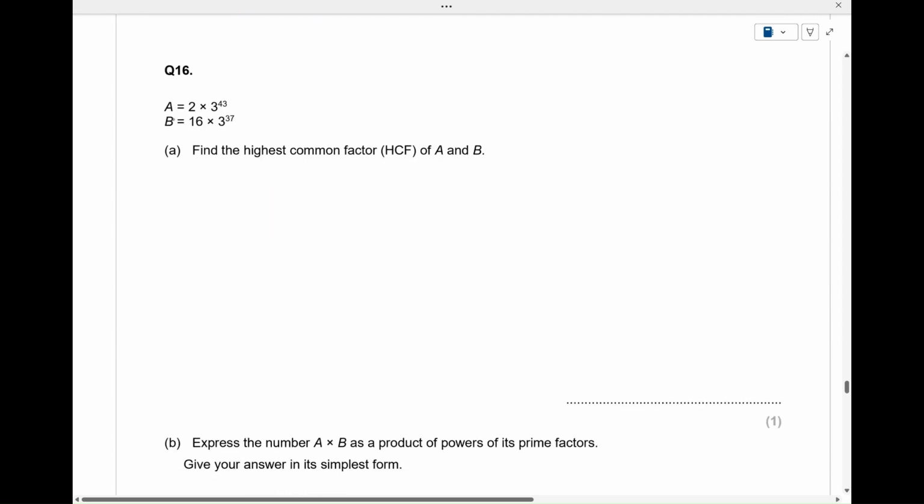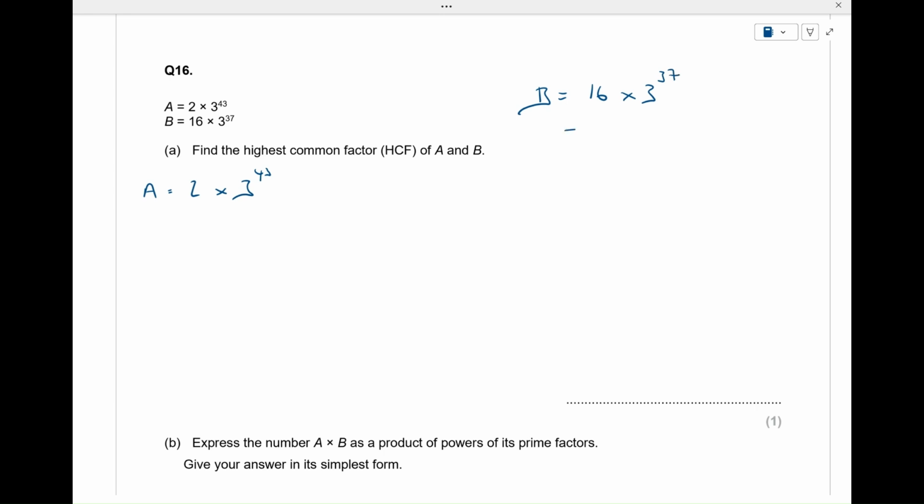I'm told what A is and what B is. But that's interesting. A is 2 times 3 to the power of 43, but B is written as 16 times 3 to the power of 37. Is that fully factorized? It's not, is it? 16 is 2 times 2 times 2 times 2. Look at that. So actually, this one is 2 to the 4 times 3 to the power of 37. That was very tricky of them.